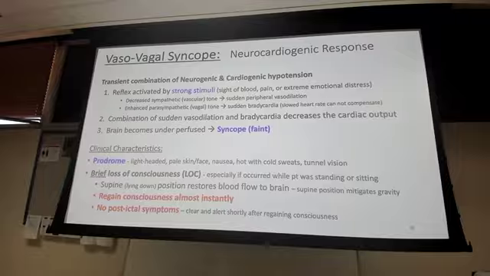What that does is it decreases our sympathetic tone, so it causes our blood vessels to dilate, and it increases our parasympathetic tone, so it causes our heart rate to slow down. So when we have dilated blood vessels and a slower heart rate, we're not pushing blood effectively. And if we're not pushing blood effectively, especially to our brain, what is the brain going to do? It's going to say, okay, it's time to go to sleep. And so you're going to have syncope, you're going to pass out.